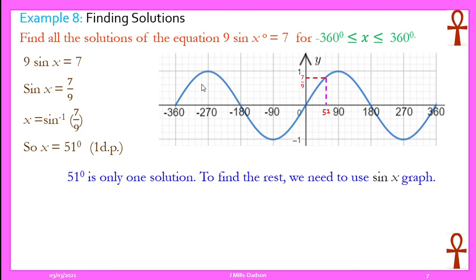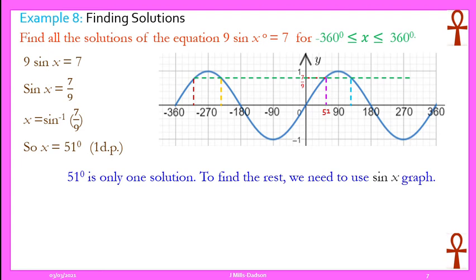Now to find the rest of the solutions, let's extend this line. And wherever it cuts the sine graph gives us another solution. So we have 1, 2, 3 additional solutions to work out. To work out the solutions, the graph is symmetric. So you see, from this gap, 0 to this point is 51. So it's symmetrical. That means this is also 51. That is also 51. The length of that line is also 51.